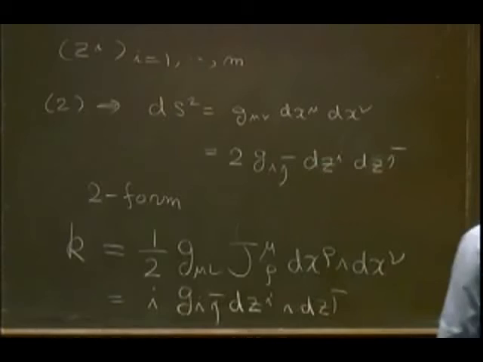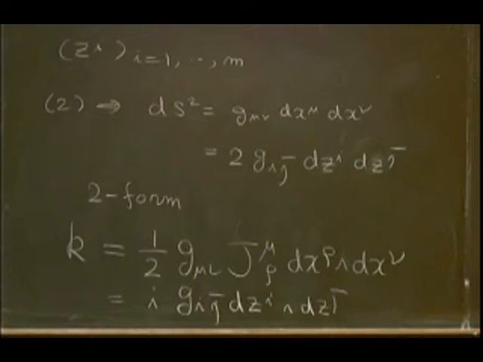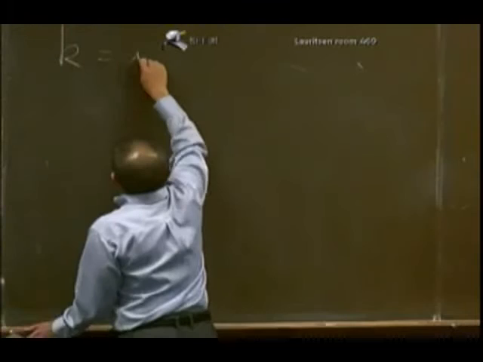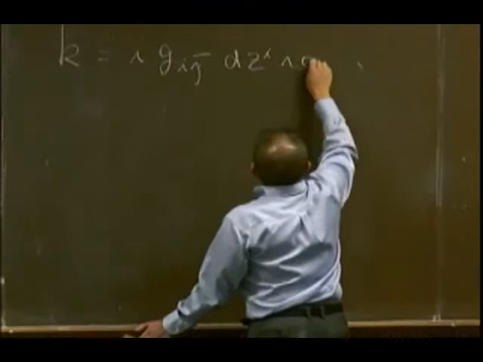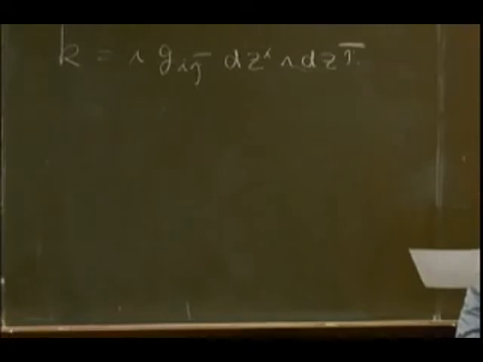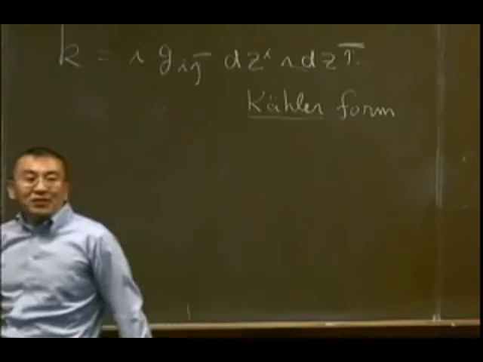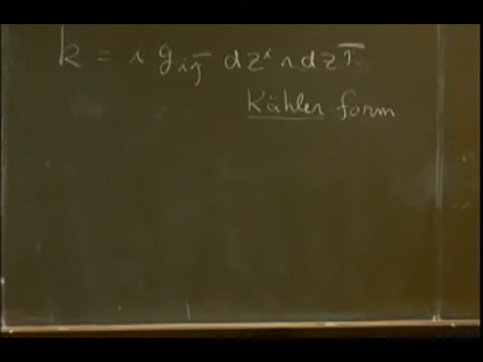Since this is important, let me transcribe that on the right-hand side of the blackboard. We're going to define this two-form K to be i times g_{i j-bar} dz^i wedge dz^j-bar. Okay? So this is a two-form, and it has a name. It's called the Kahler form. It's called the Kahler form because it plays a central role in understanding properties of Kahler manifolds. So far I have only used property 2, that J satisfies this condition. Now I'm going to use property number 1. Property number 1, which is actually equivalent, can be stated as saying that this Kahler form is closed.